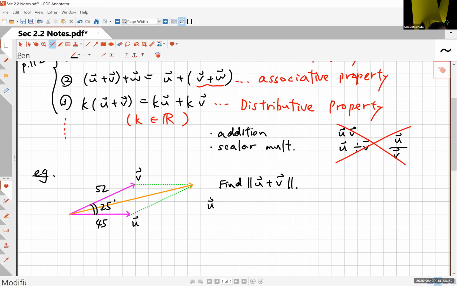So the original question basically says that u has length 45 and v has length 52, and they are 25 degrees apart. Find the length of the sum. Okay, so how do you do that? Well, it's probably helpful to write down what u and v are. Now u is clearly (45, 0). The way I drew this, I drew u to go in the positive x direction. So this is clearly that.